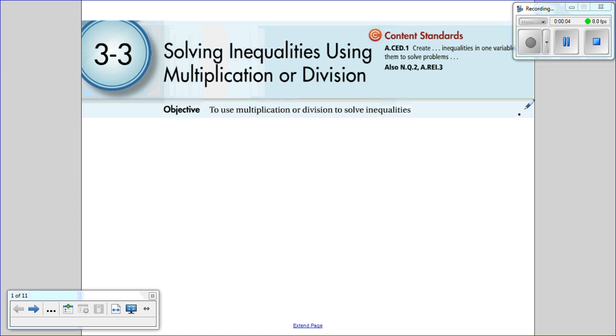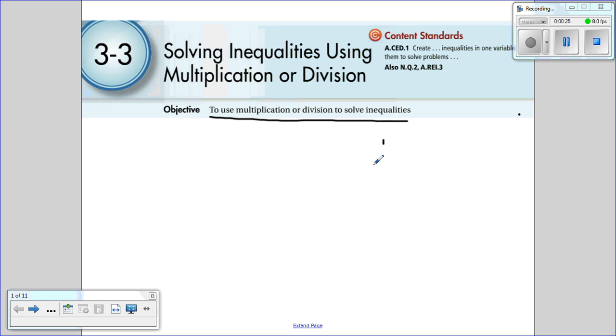This is section 3.3. So now we're solving inequalities using multiplication and division. The last section was with addition and subtraction, and now we're going to be using multiplication and division. So this is our objective.